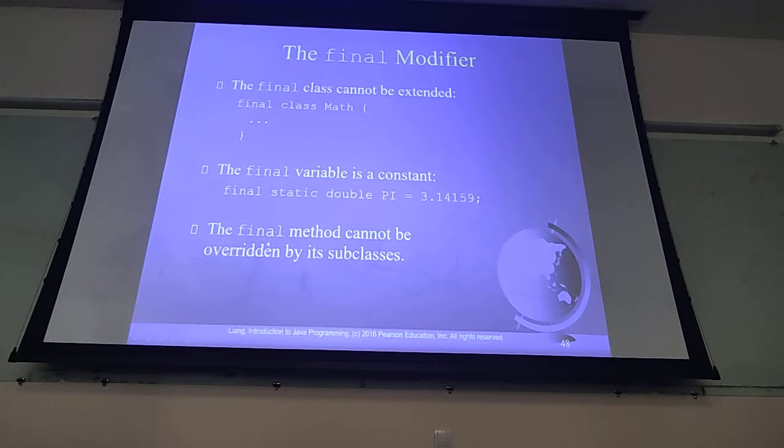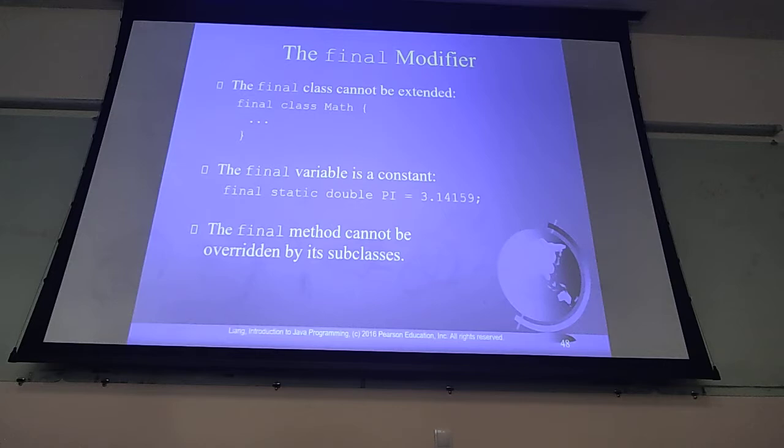And what is the meaning of this? Third line. A final method cannot be overridden. If you write your method as final, that means you cannot override it in the next subclass. Have you clear? So final is making a hurdle.